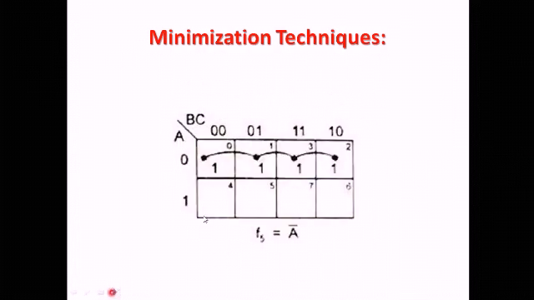Next is this one. Here you can see that minterm 0, minterm 1, minterm 3 and minterm 2 are present. So we can take this as one pairing, and what will be the value? It will be A bar. Why? Because only the value of A is the same, that is 0. But here all the values are changing.